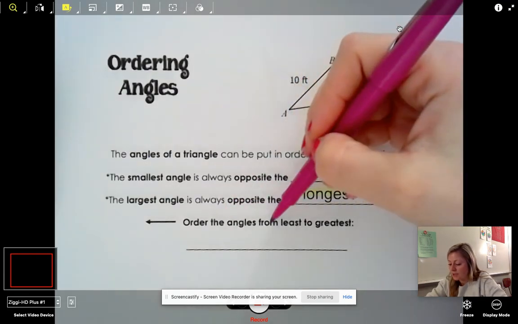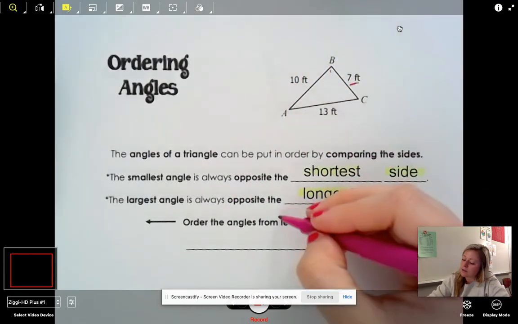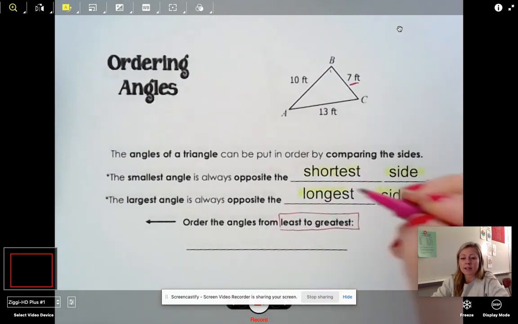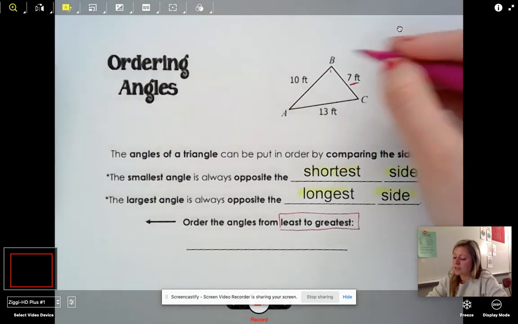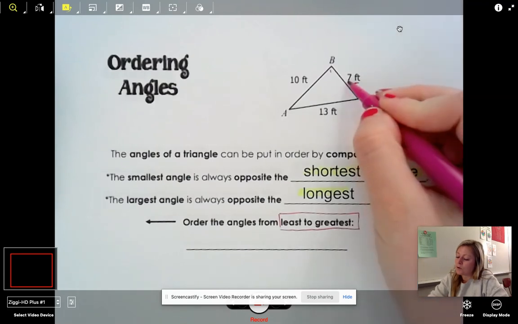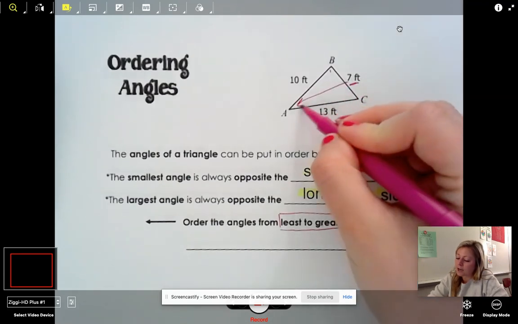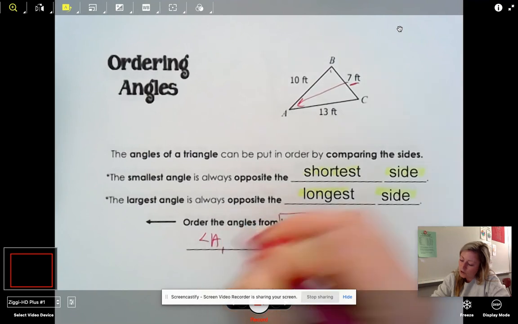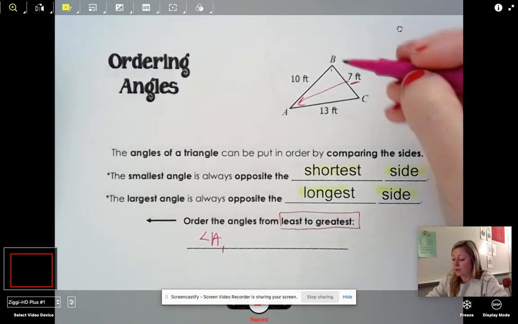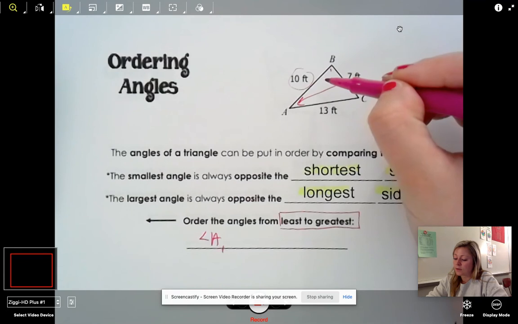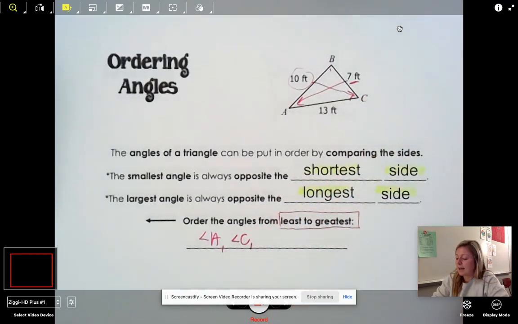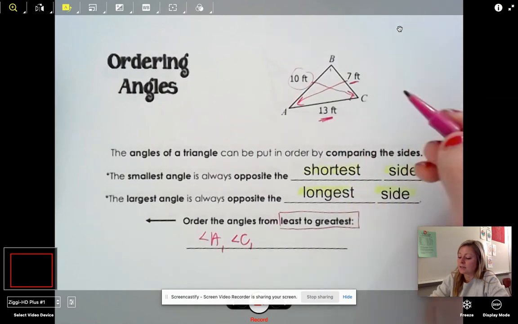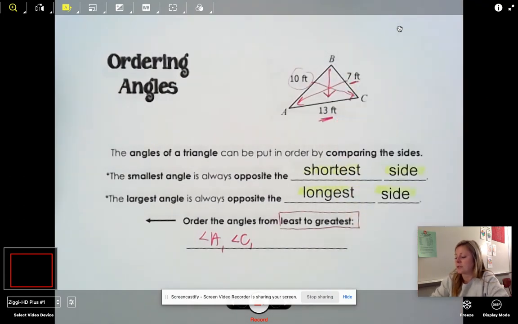So here we go. It says order the angles from least to greatest. On these homeworks, just make sure you pay attention as to if they want smallest to biggest or biggest to smallest. So least to greatest: we just said our smallest side was 7. What angle is across from that, or opposite? That'd be angle A. What's our medium length side? Our medium length side would be 10. What's across from that? Angle C. And lastly, our biggest side is 13, and angle B is across from 13.